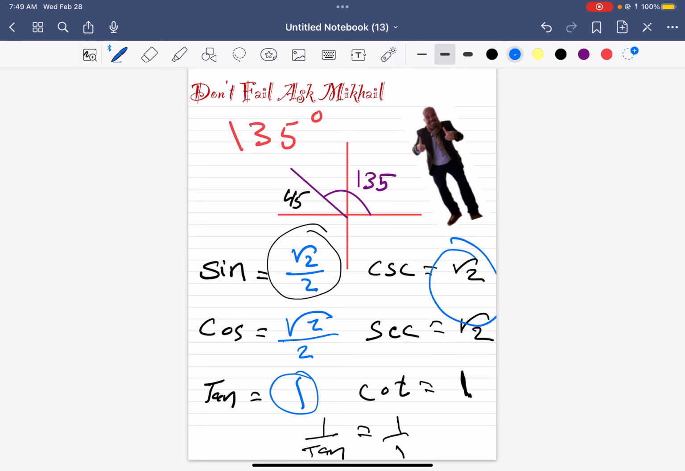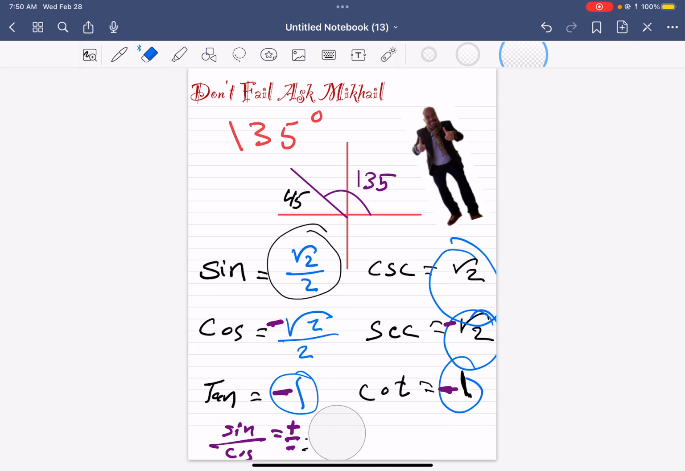So these are my 6 trigs of the 45. Now, if you want to talk about 135, 135 is in the second quadrant. In the second quadrant, the sine is positive, cosine is negative, and the opposite also for the reciprocal, the secant, is negative. How about tangent? Because tangent is sine over cosine, it's a positive over negative, which gives you what? Negative. All right, so these are my 6 trigs of the angle 135.